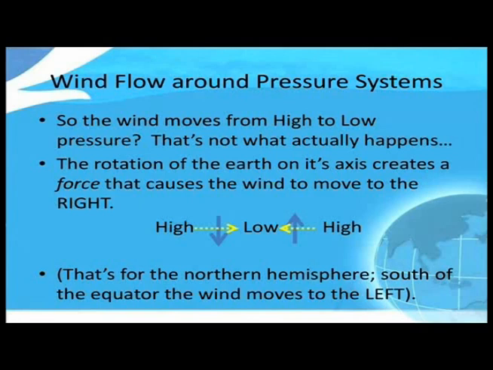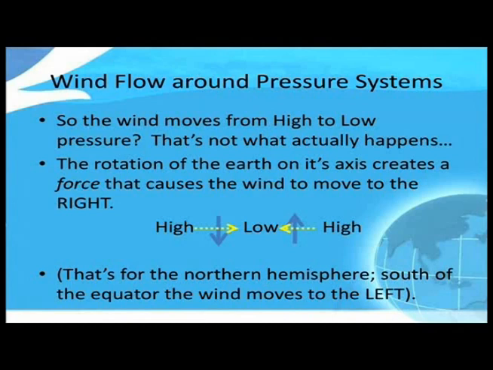Let's talk about how the wind moves around the pressure systems. It's not quite true that the wind flows directly from high to low pressure. Actually, the Earth rotating around on its axis creates a force of its own that causes the wind to move to the right. So these yellow arrows depict how the wind would be flowing between high and low pressure. But in essence, what happens is that the air turns a bit to the right, about 90 degrees, and so there's a difference in the flow that results.